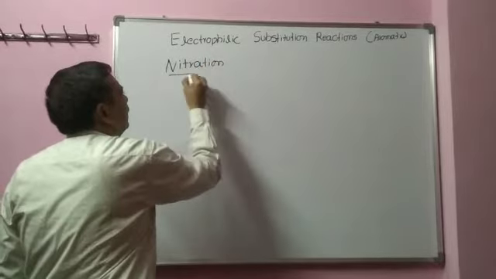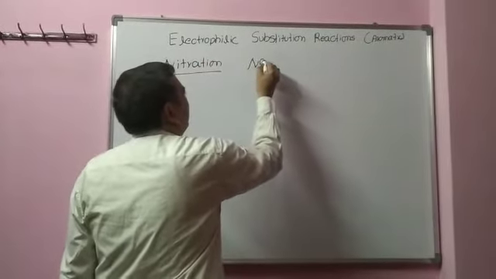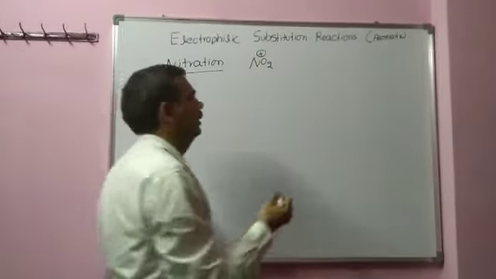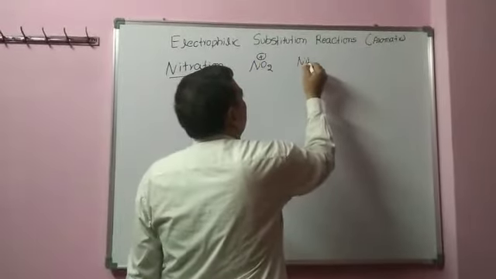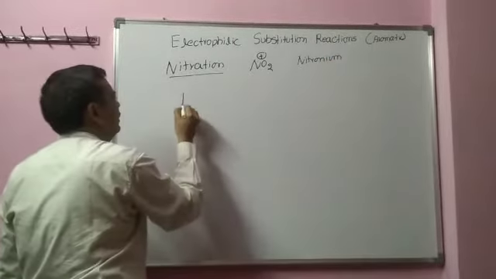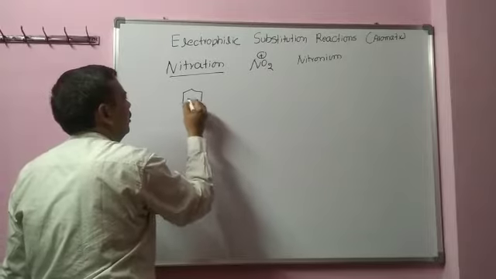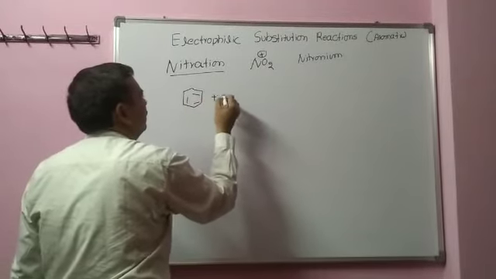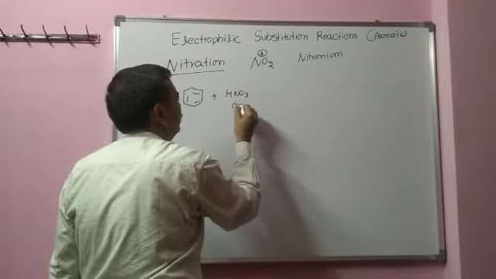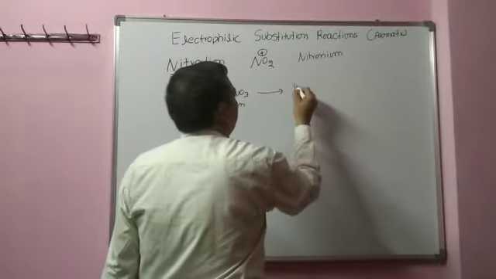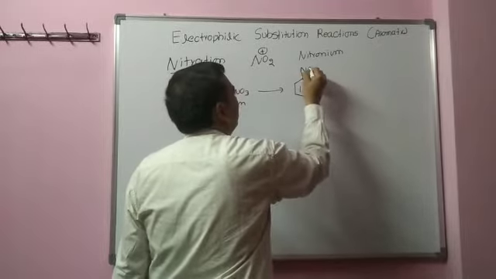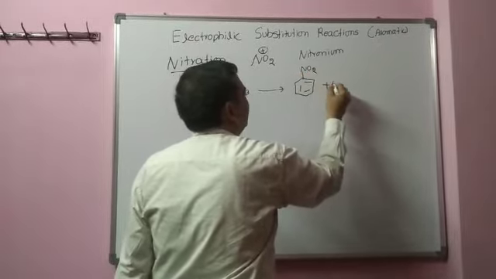In nitration, the nitronium ion, NO2 plus, is the electrophile. So when benzene reacts with concentrated HNO3, it gives nitrobenzene. The side product is H2O.